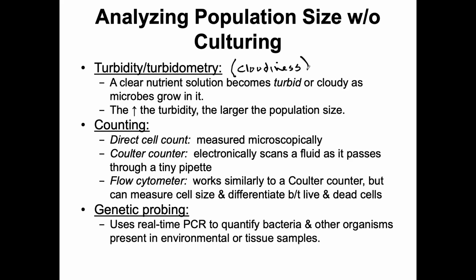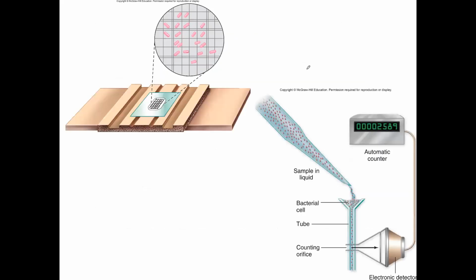Genetic probing uses PCR to determine how much growth is going on. PCR is just a way to determine how much DNA is in a sample, okay, in this case. And the more DNA is in a sample, that means the more cells are in the sample, and you can turn around and say that that is a reflection of your growth rate, okay? So this is direct counting. Okay, and this is flow cytometry.